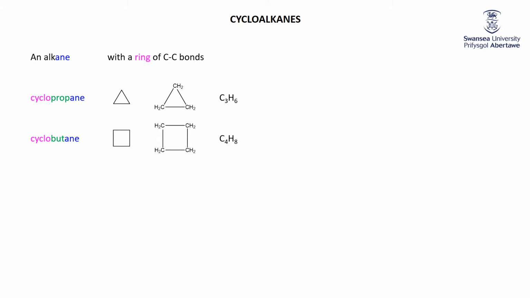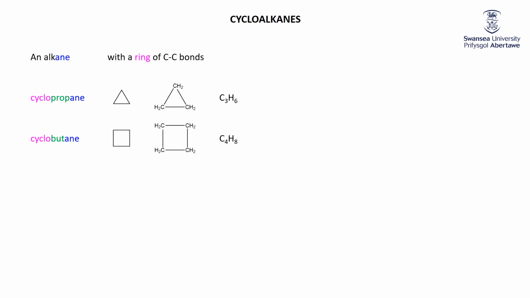Anyway, what is a cycloalkane? Well, it's an alkane that's got a ring of carbon-carbon bonds, hence the cyclo part. So cyclopropane is the smallest possible ring because you can't make a ring out of one or two carbons. So cyclopropane, as the name would imply, 3 carbons in a ring. 3 ways to depict it: either the skeletal structure, the compressed skeletal structure, or of course the molecular formula.